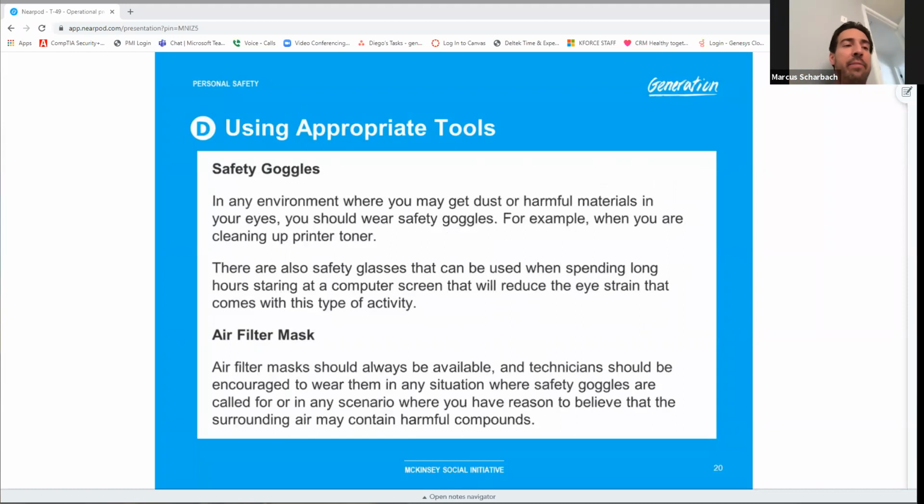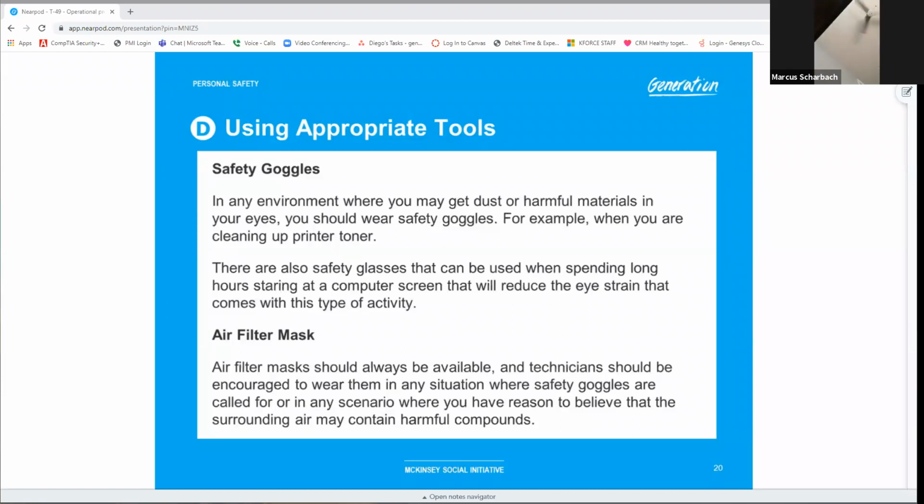Using appropriate tools: safety goggles. In any environment where you may get dust or harmful materials in your eyes, you should wear safety goggles. For example, when you are cleaning up printer toner. There are also safety glasses that can be used when spending long hours staring at a computer screen that will reduce eye strain that comes with this type of activity. Air filter mask. Air filter masks should always be available, and technicians should be encouraged to wear them in any situation where safety goggles are called for, or in any scenario where you have reason to believe that the surrounding air may contain harmful compounds.